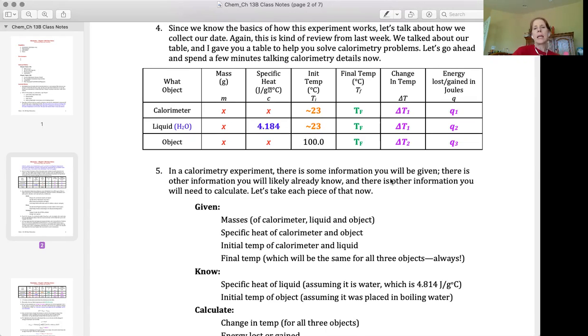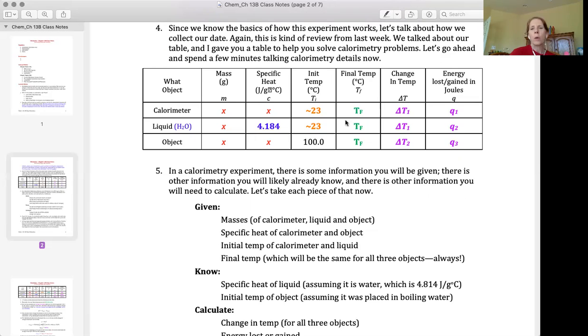What I want you to see is that some of the information is the same. So for example, if you're given an initial temperature of water, then if the water is sitting in the calorimeter, the initial temperature of the calorimeter is the same. So these are both 23 degrees Celsius. You would know the initial temperature of the object. It's usually 100 degrees. It could be something else, but you're going to be given that, right?